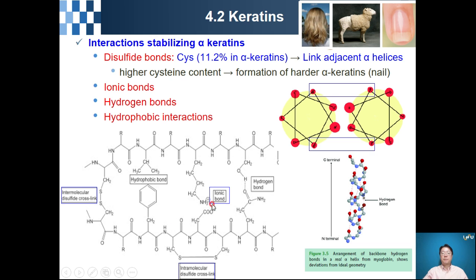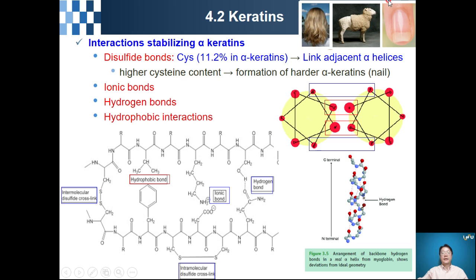So between the positively charged and negatively charged amino acids, the ionic bond happens. And also hydrogen bonds happen between the strands, or within the strands, within the alpha strands. And finally, the weakest interaction is the hydrophobic interaction. Hydrophobic interaction usually happens between A and D. So A and D happen in the coiled region.